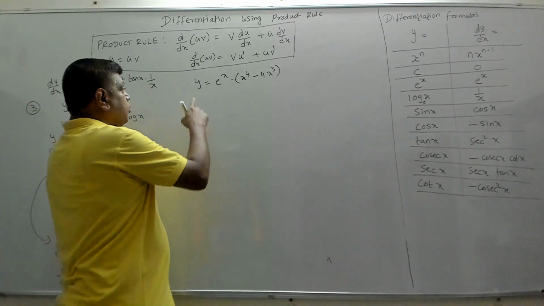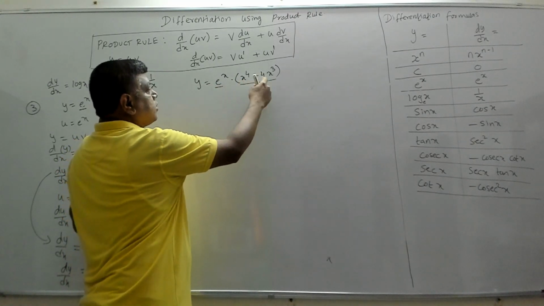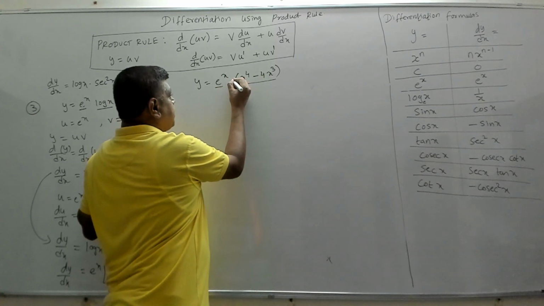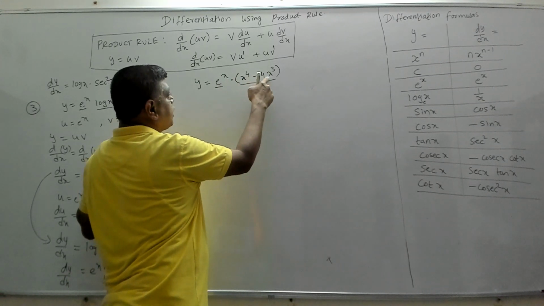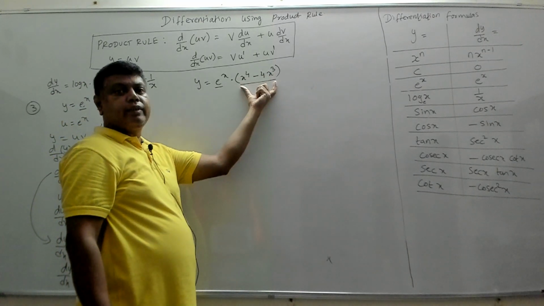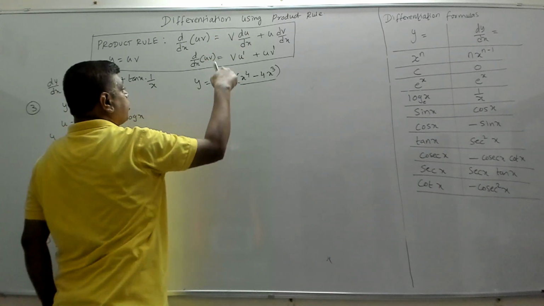Why? Because y is a product of this. This is one function. This is another function. Don't think these two as two different functions. These two are a single function. This is multiplication. So e power x into x power 4 minus 4x cube. So we have to take one function as u. Then this is the another function as v. Since it's a product of two functions, we have to apply product rule to differentiate this.